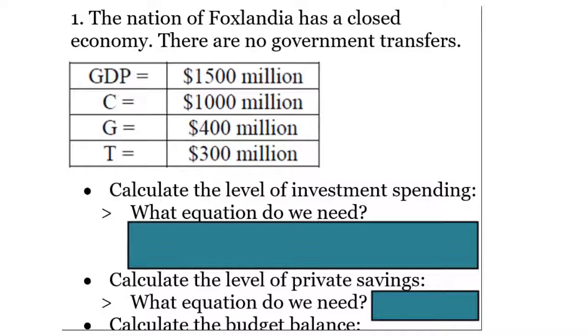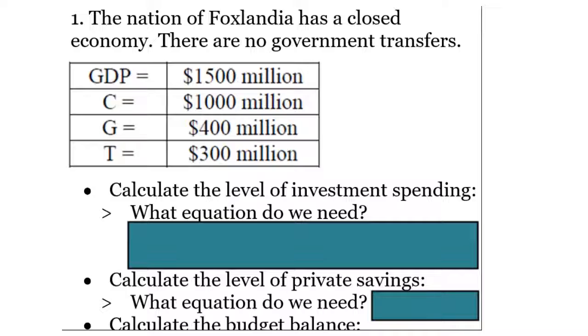The rest of these notes are going to be some review equations, some practice problems, some of which will bring us way back to the beginning of the year and some of the equations that we need. So the first one is about the nation of Foxlandia. They have a closed economy and there are no government transfers. So first of all, do you remember what closed economy means? Closed means no international trade. And then no government transfers, we know about that one.